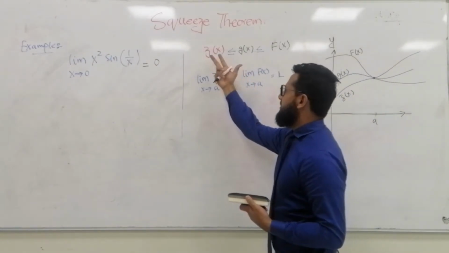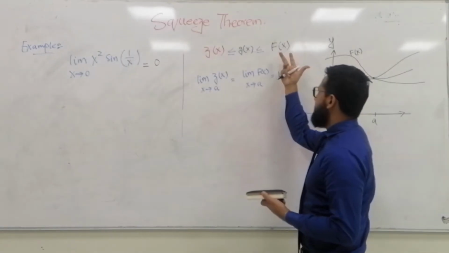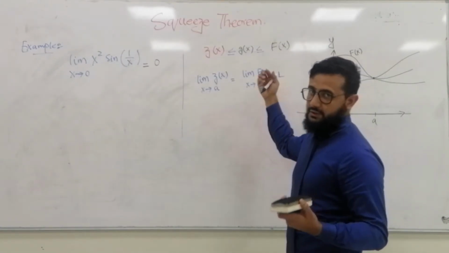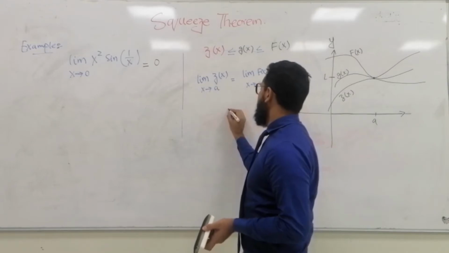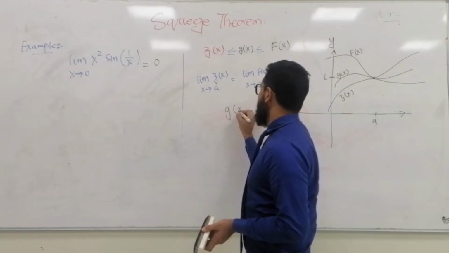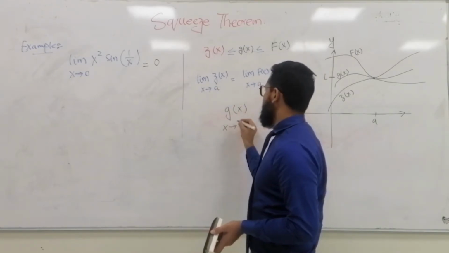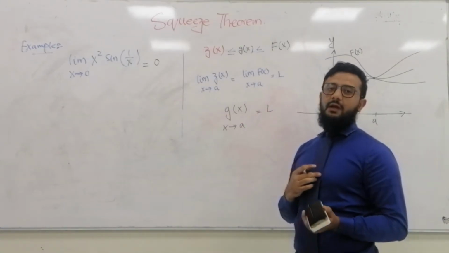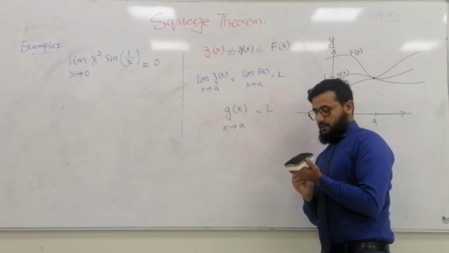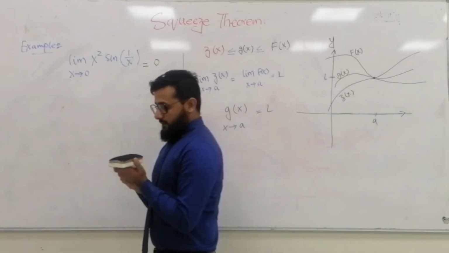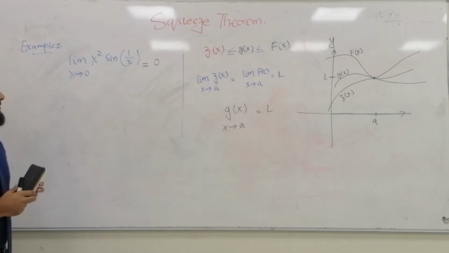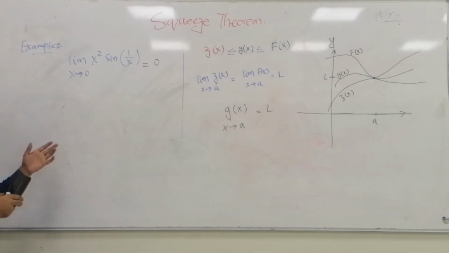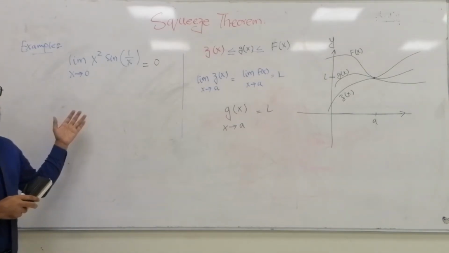So if the limit of z of x is equal to the limit of f of x at any point, then the limit of g of x as x approaches that point, let's say the point is a, will also be equal to L. And where can we use it? We use it to find the limit of functions which cannot be found directly.